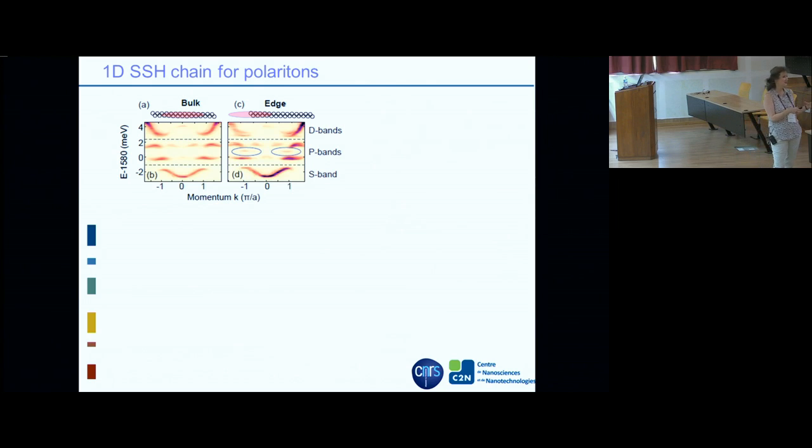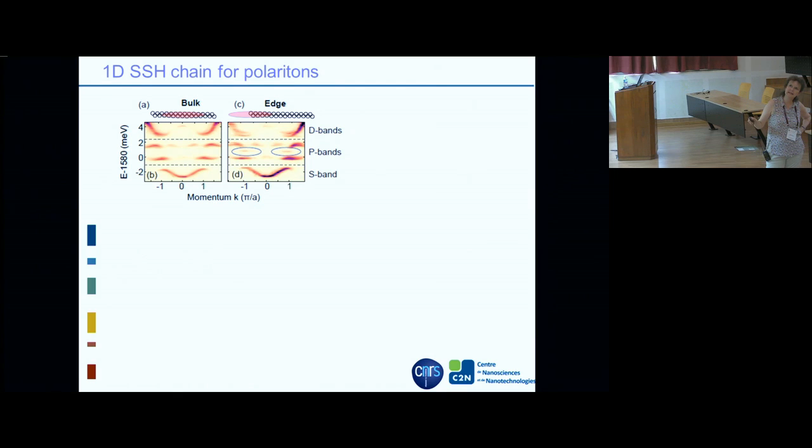Or we can position in a place where it overlaps with the end of the chain. So what you see in the bulk, here this is the S band, which has no modulation, so it has no gap. This is the P band, so there is a really big gap. This is really because T and T prime are very different with the P orbitals. And then this is the T band. We are not going to look at that.